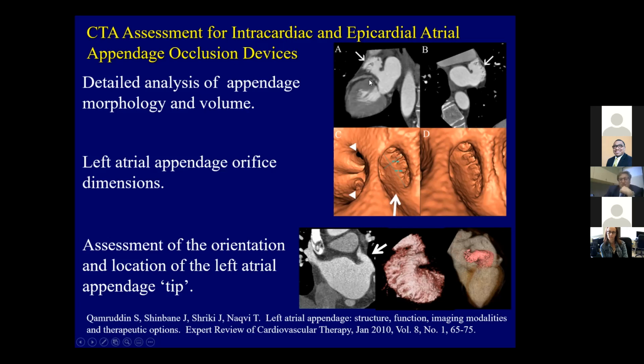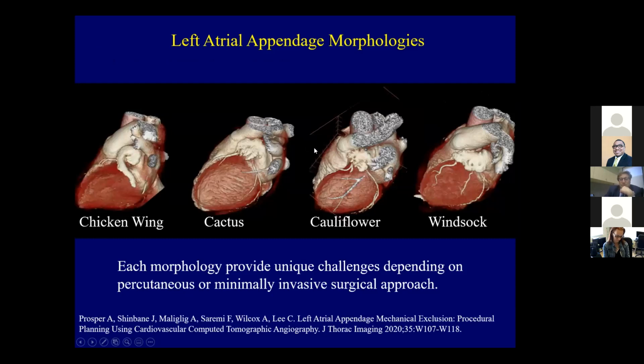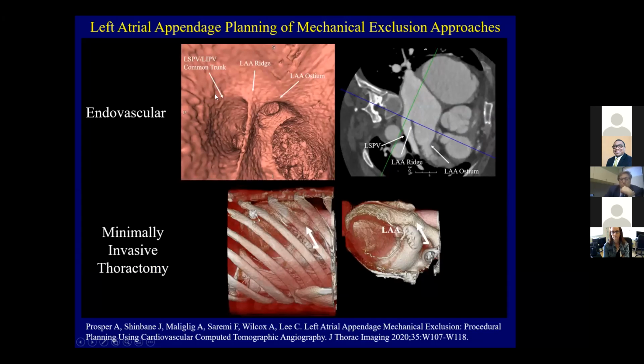And again, this gives the ability to choose the appropriate device and size it based on all of these features. And we can see how complex the left atrial appendage is and how well the CT can characterize it. Again, these are just a variety of different shapes of left atrial appendage and demonstrating how the CT can characterize the ostium, body, and lobulations of each of these approaches.